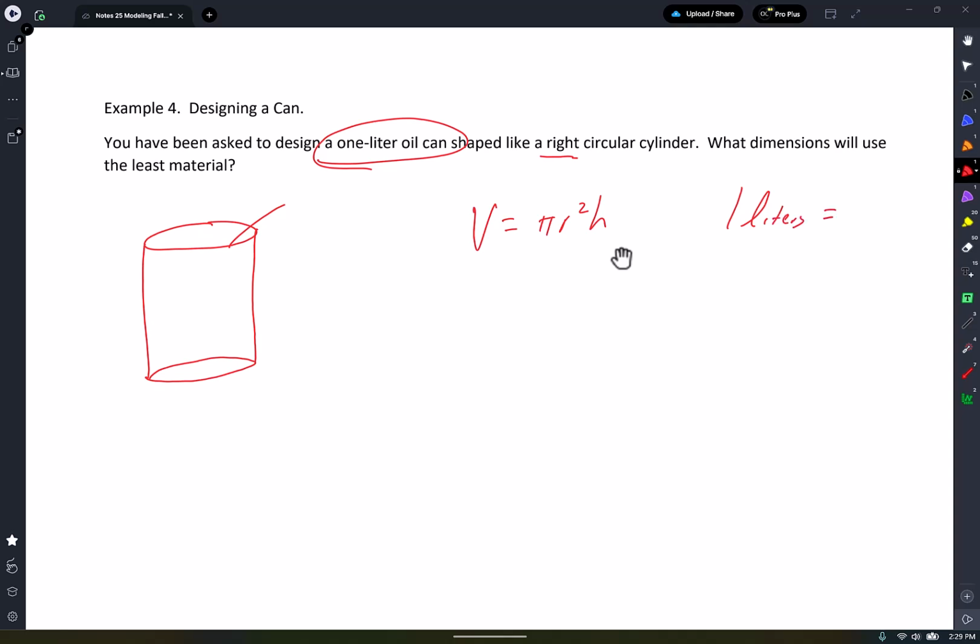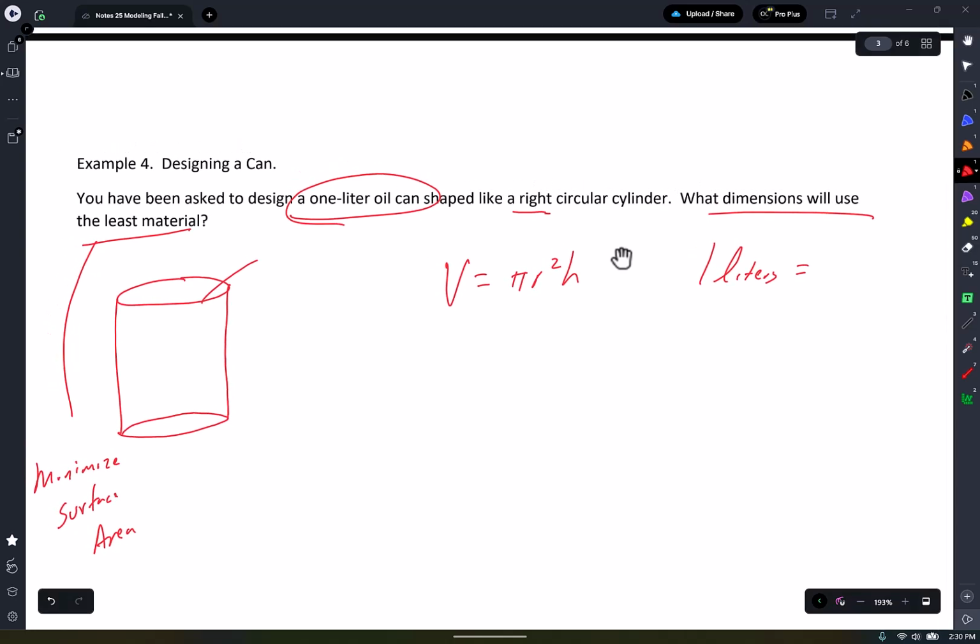So what makes this question hard is my surface area. That's what I want to minimize. What dimensions will use the least material? So I want to minimize surface area. And the issue with that is that surface area is in square centimeters and my volume is in liters. So how am I going to relate liters to centimeters? That's what makes this hard. So do you know how many cubic centimeters are in 1 liter? Okay. So here we go.